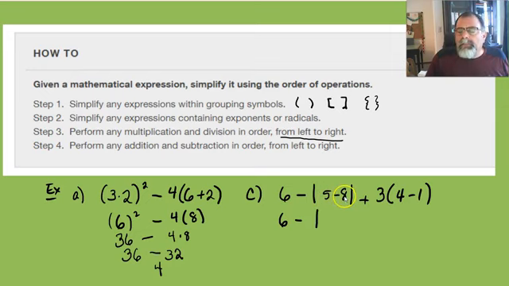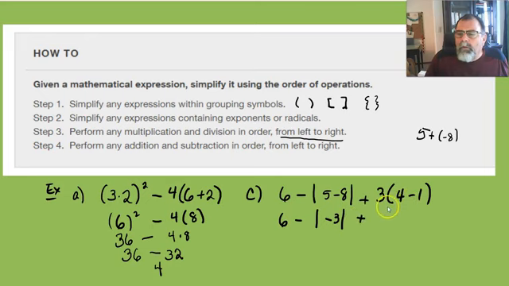Now 5 minus 8, if you forgot your rules, right? Subtract means add the opposite. So I'm thinking of this as 5 plus a negative 8. Signs are different, so I subtract. 8 minus 5 is 3, and I take the sign of the larger absolute value number. 8's bigger than 5, so I take the sign of 8. So that would be negative 3.